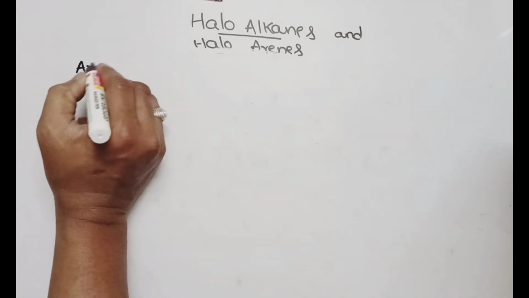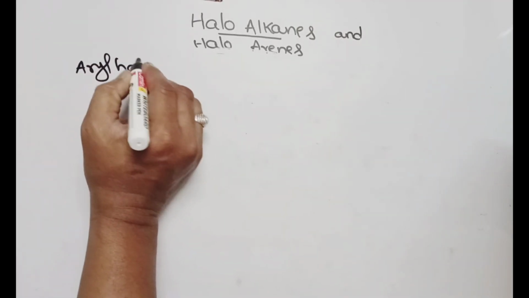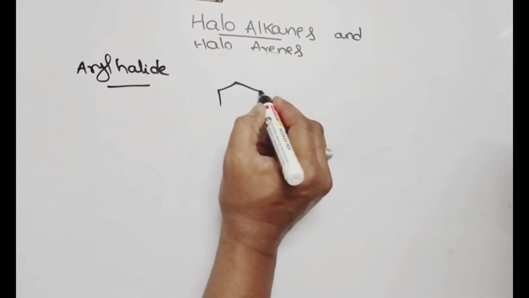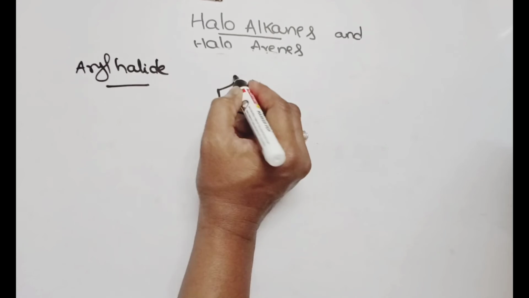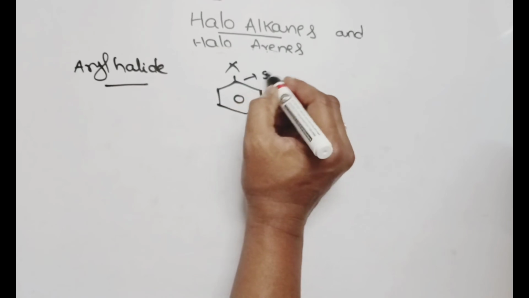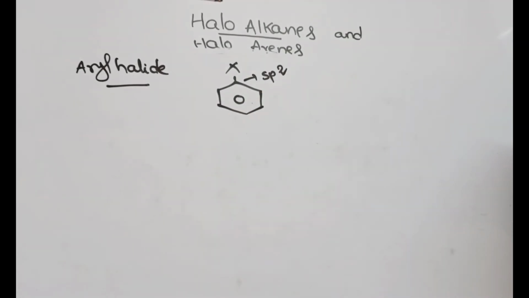Next, aryl halide. Aryl halide: halogen with sp2 carbon of benzene. Halogen with sp2 of benzene is known as aryl halide. So this carbon is sp2 hybridized carbon. So halogen with sp2 hybridized carbon of benzene is known as aryl halide.